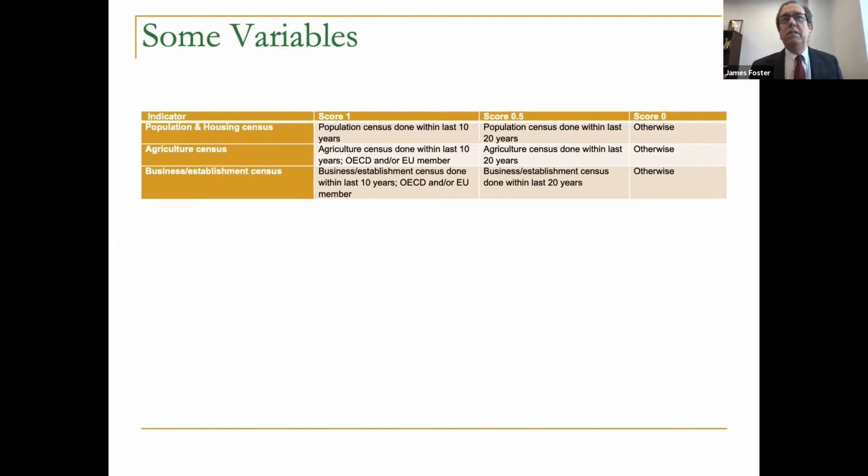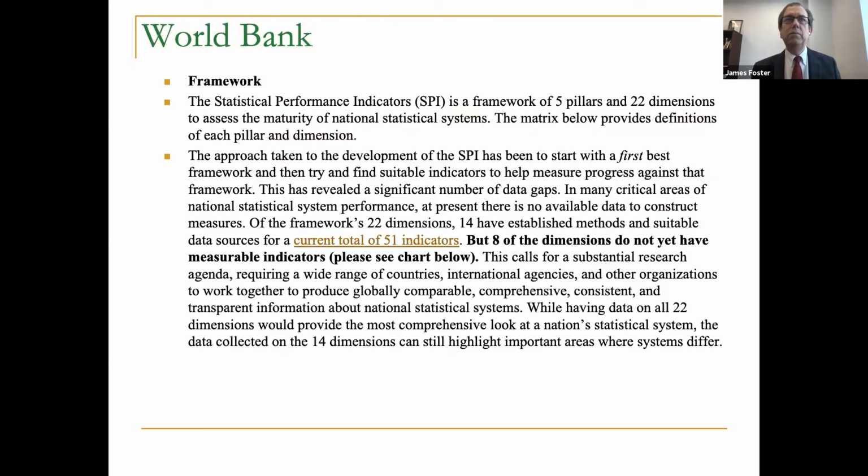This is for censuses. You have a score of 1 if the population census is done in the last 10 years, and a lower score if within the last 20, and so on. You see the idea here. And you can construct these from 2 separate yes/no questions or tests.